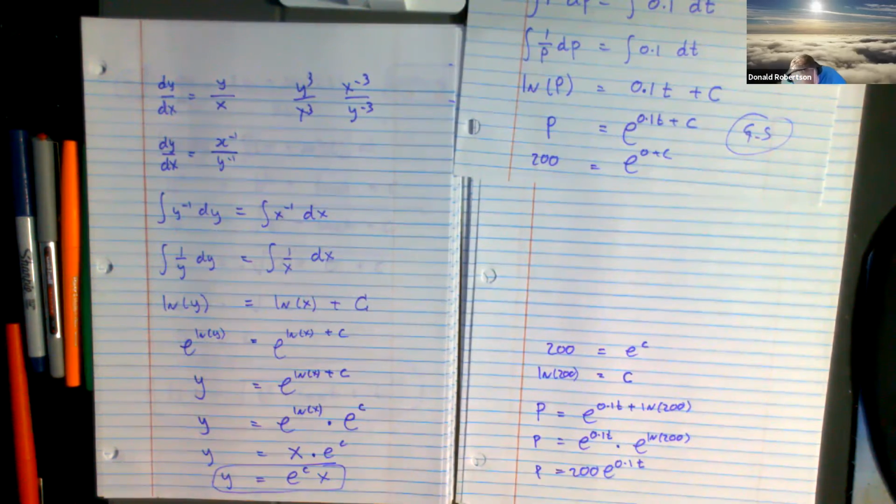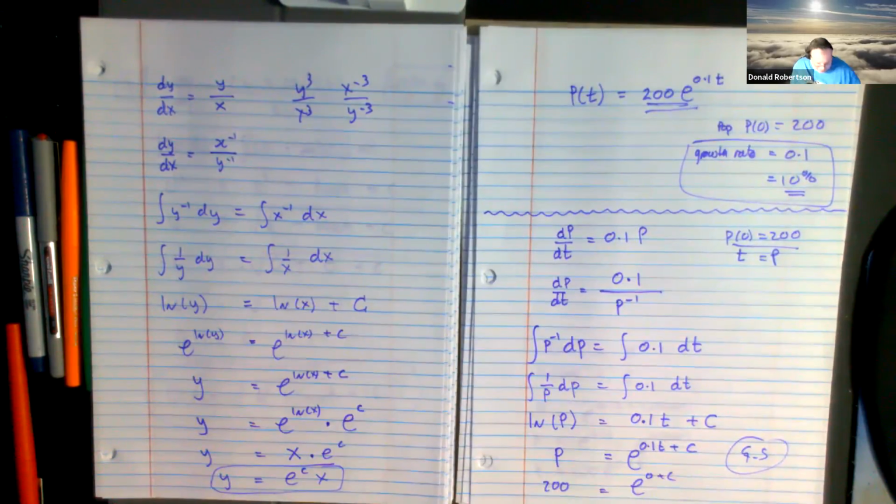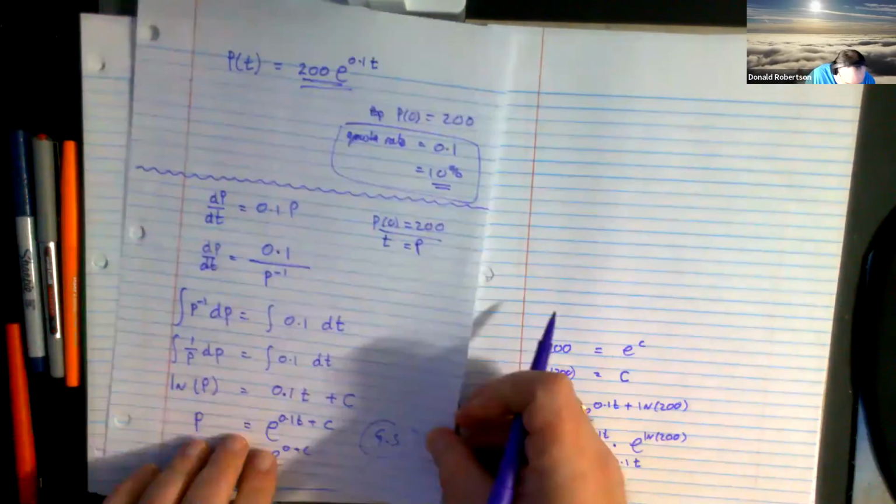Now, you could do population models that are much more complicated than that. And here's an example of a population model, which is an adaptation of this.